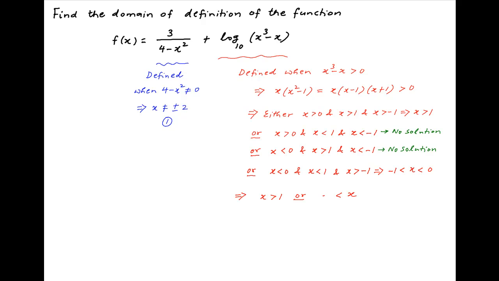So the two conditions that emerge for the second term in f(x) to be defined are either x is greater than 1 or x lies in the open interval minus 1 to 0. Let's call this condition 2. Now combining 1 and 2, the domain of definition of f(x) is x not equal to plus minus 2 and either x is greater than 1 or x lies in the open interval minus 1 to 0.